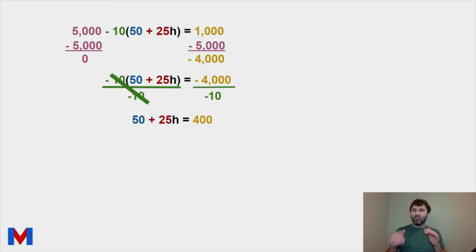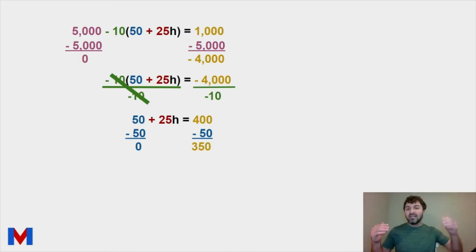So here, we have a two-step equation. A two-step equation, hey, we got a video for that. 50 plus 25h equals 400. Let's get rid of that 50. So I'm going to subtract 50 to make that 0, and 400 minus 50 is 350. And again, what I did to one side, I did the exact same thing to the other side. So I'm left with positive 25h because it was plus 25h. So positive 25h equals 350.